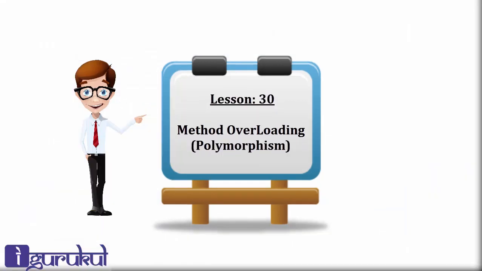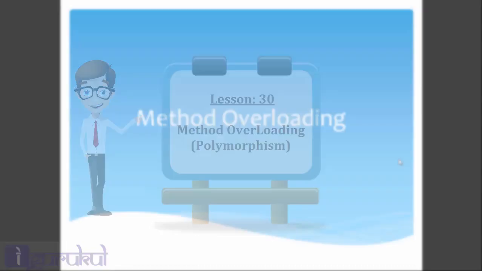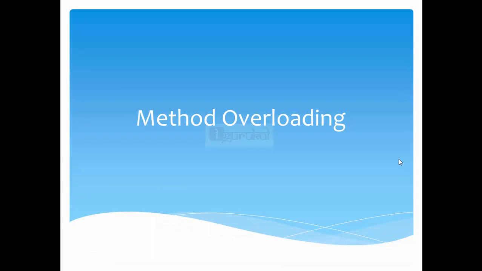Method overloading comes under another important concept of object-oriented approach, that is polymorphism. So what is polymorphism? Polymorphism means which can take more than one form. There are basically two types of polymorphism. The first one is method overloading, which we will be learning right now, and the second one is method overriding. We will learn about method overriding during inheritance. So now let's start with method overloading.